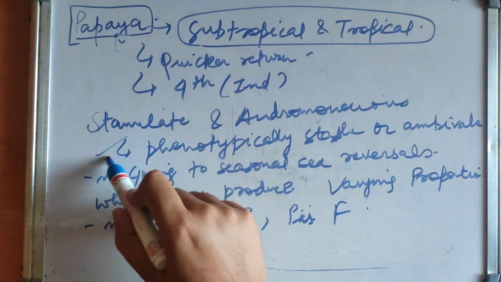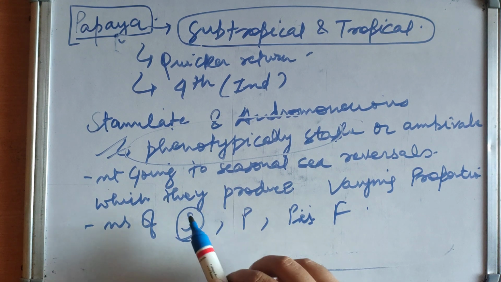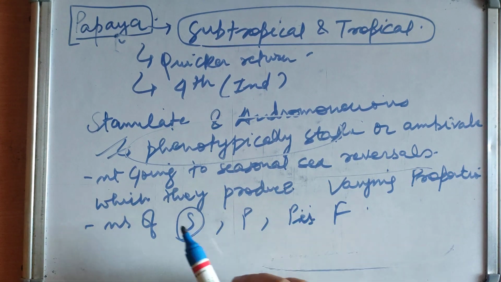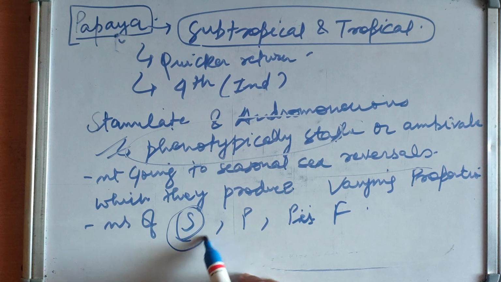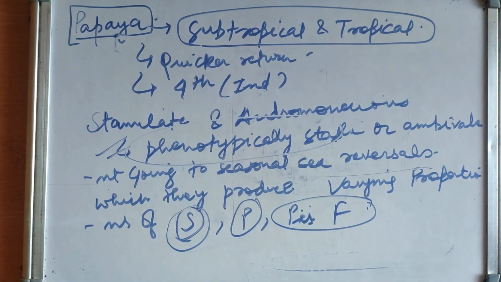So they may be phenotypically stable or ambivalent going through seasonal sex reversals, and they produce varying proportions of staminate flowers, perfect flowers, and pistillate flowers. This was about staminate and andromonoecious. As there is andromonoecious, it can produce pistillate also. So this was the sex expression of papaya.